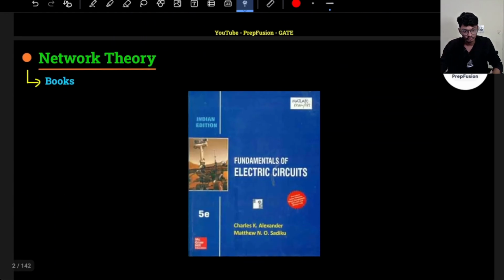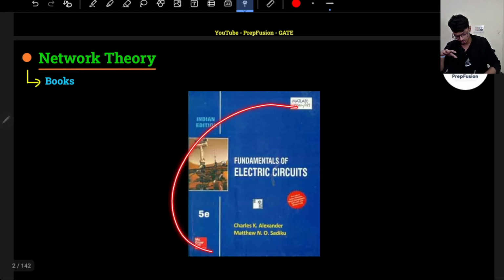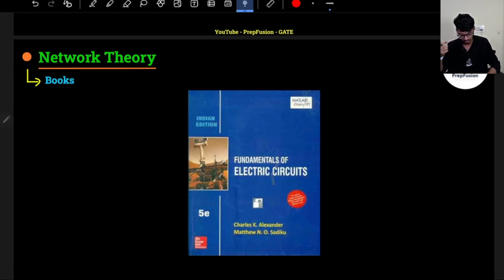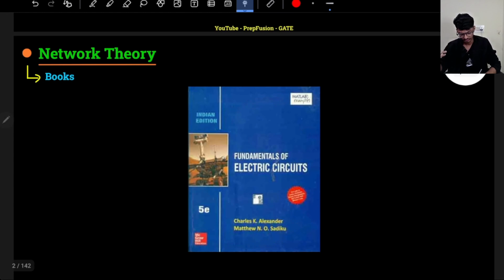I have of course followed a few books. This is one of the books that I have followed, Charles Alexander and Sadiku. You can follow this Fundamentals of Electric Circuits if you want to, but if you are studying from me, there is no need to follow any books. I will provide you the assignment questions, the lecture notes, everything will be provided. You don't have to follow anything, but I had to cite my sources. This is one of my sources from where I studied network theory.